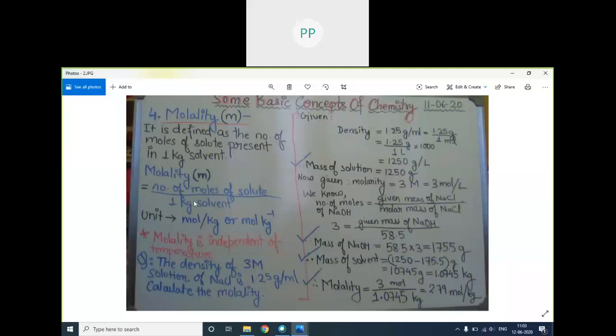And number of moles we already know. It is given here only 3 moles. So put the value. Molality will be equal to 3 moles divided by 1.0745 kg. It will come near about 2.79 mole per kg. Or you can simply write 2.79 small m. Small m also represents that it is molality.